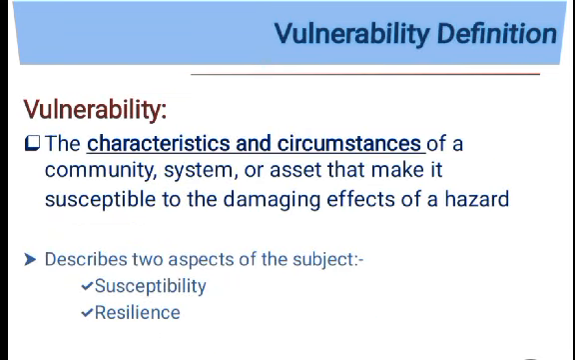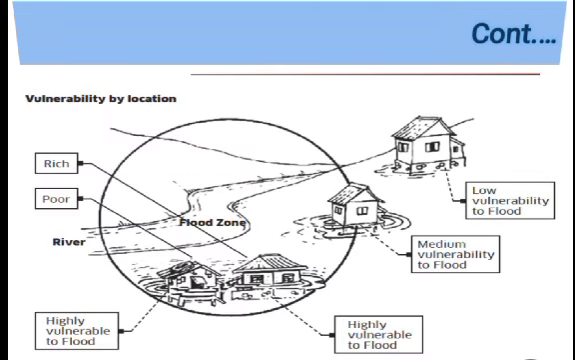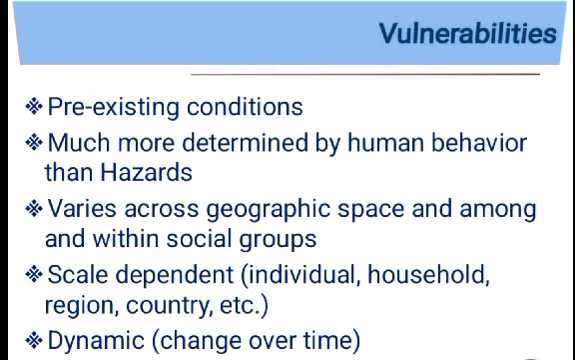Vulnerability is the characteristic and circumstance of a community, system or asset that makes it susceptible to the damaging effect of a hazard. It describes two aspects of the subject: susceptibility and resilience. Vulnerabilities are pre-existing conditions, much more determined by human behavior than hazards. They vary across geographic space and among and within social groups. They are scale dependent: individual, household, region, country, etc. They are dynamic and change over time.